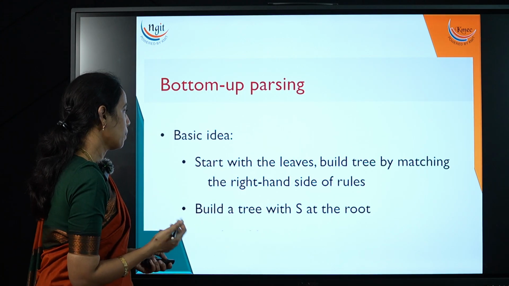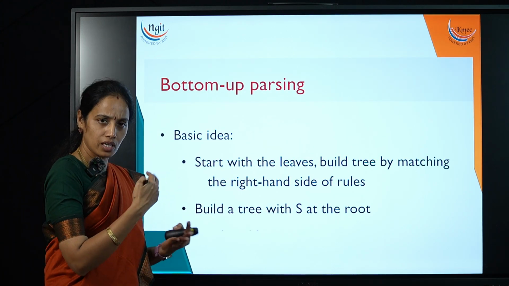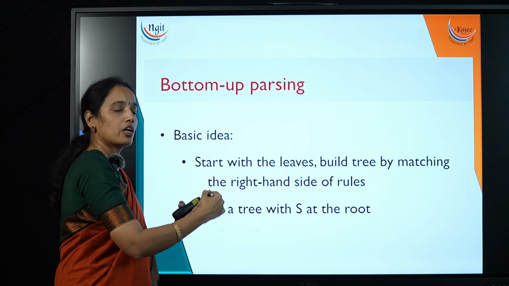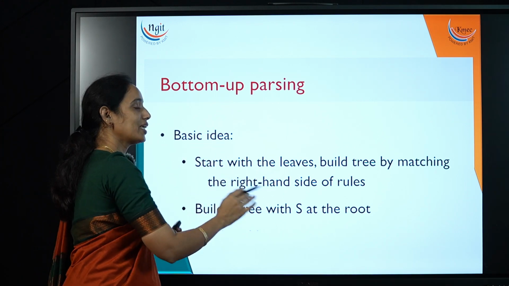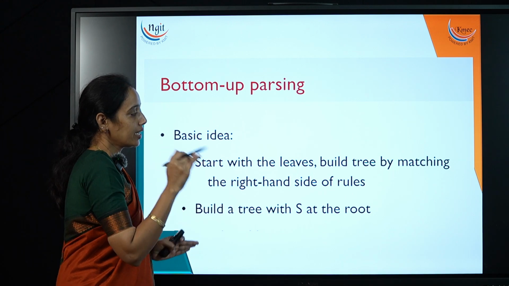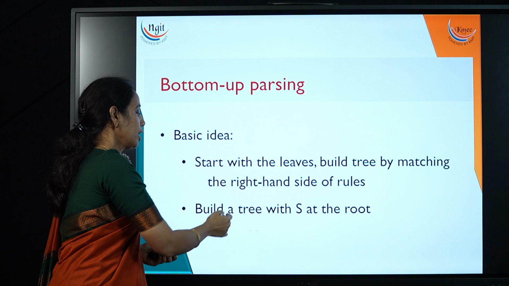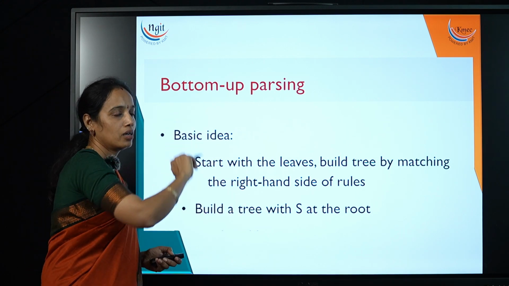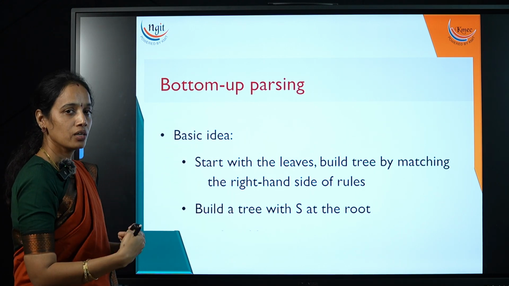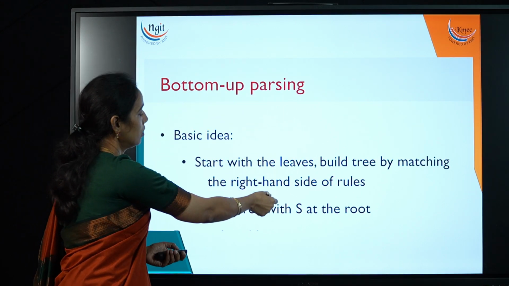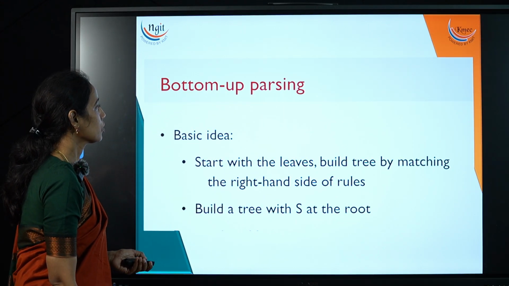Next, bottom up parsing. The basic idea is starting with the leaves, meaning we are going to start from the bottom, and we are going to build the tree by matching the right hand side of the rules. Generally here we try to match the right hand side of the rules and go to the top of that, and build a tree with S at the root. Starting from the words, we are going to build the tree with S as the root.